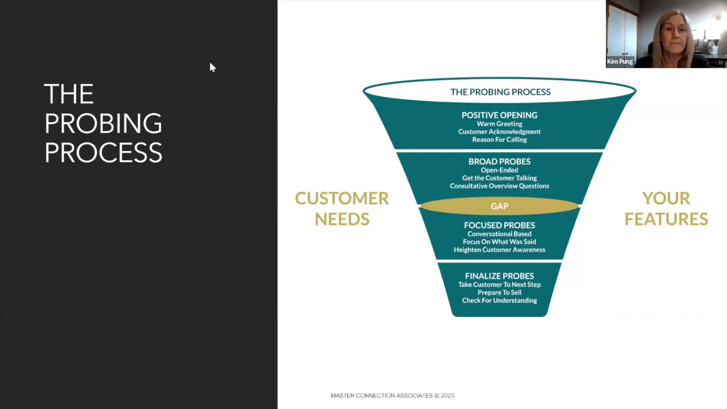There we go. So those broad probing questions, and then we focus in with more follow-up questions, and then we transition to selling. And we created this image for the probing process like a funnel very intentionally. Because if you think at the beginning of an initial sales call or an inquiry call that we're taking, there's a very big gap in our understanding of what the client's needs are. And there's a very big gap in the client's understanding of what we can do for them. And so if you see on the left side of the funnel is the customer's needs, on the right side of the funnel is what we can do for them, our features, what we're offering to sell.